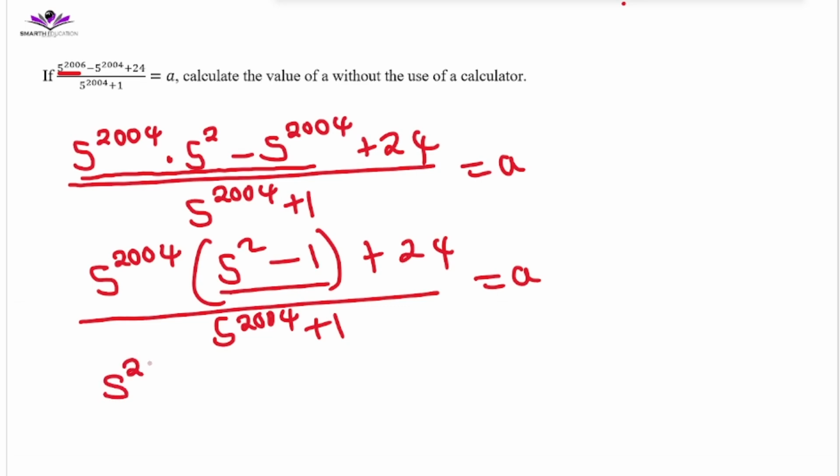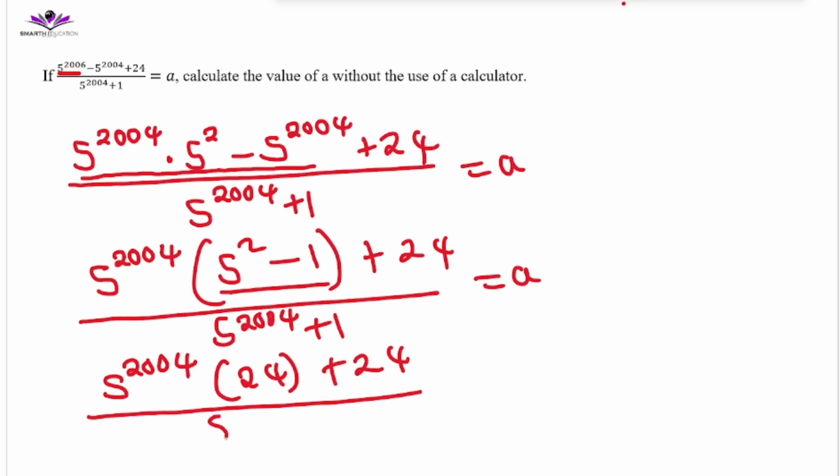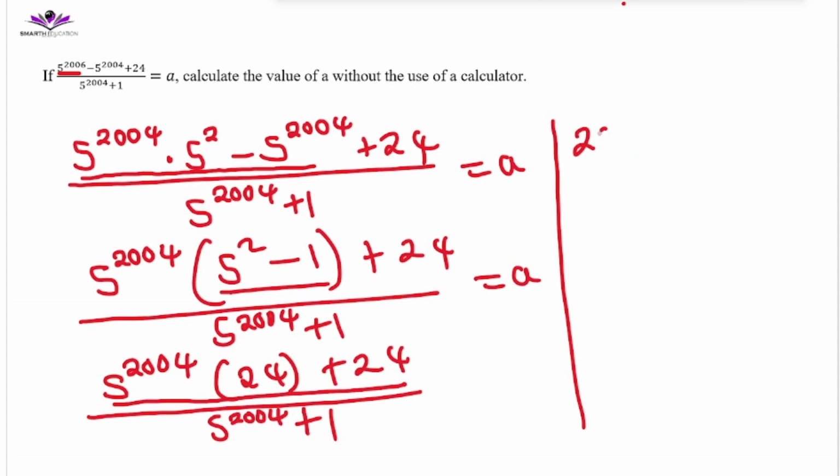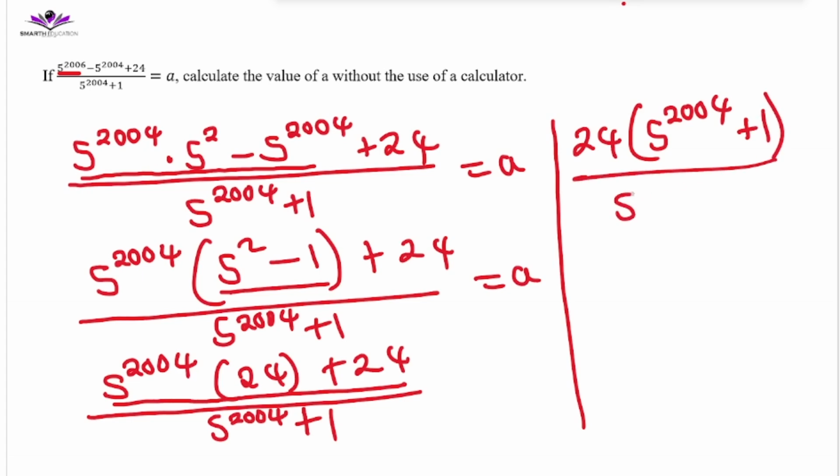So you have 5 to the power 2004 and then 24 here plus 24 over 5 to the power 2004 plus 1 like that. Then we can factor out 24 here. Okay, if you check here, 24 is a common factor, we factor it out. So 24, and then we have 5 to the power 2004, then plus 1 over 5 to the power 2004 plus 1. Okay, and then this divided by this is 1, we remain with 24.